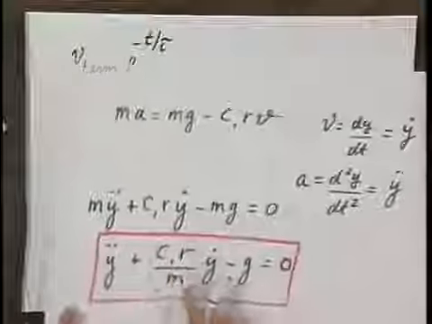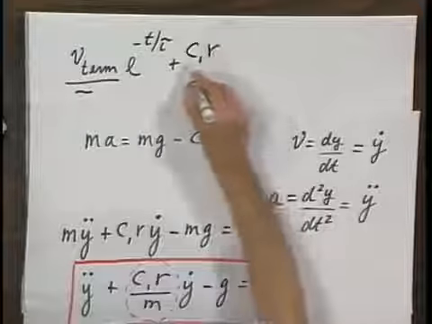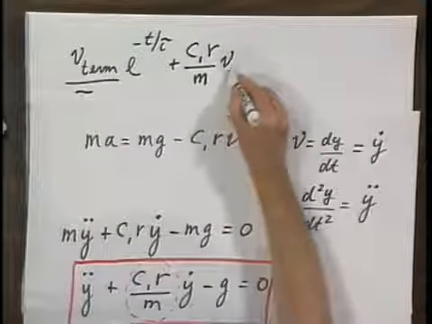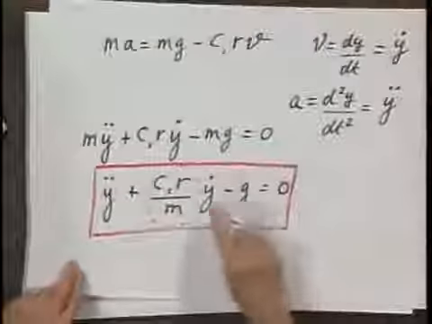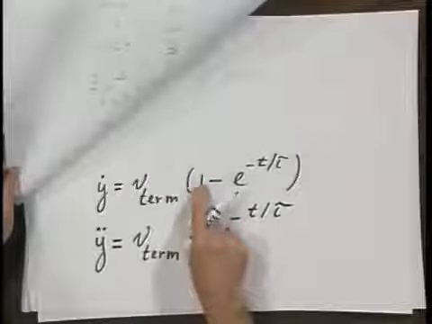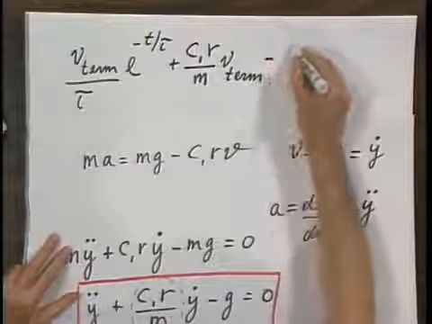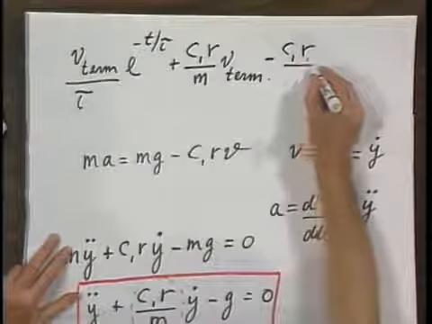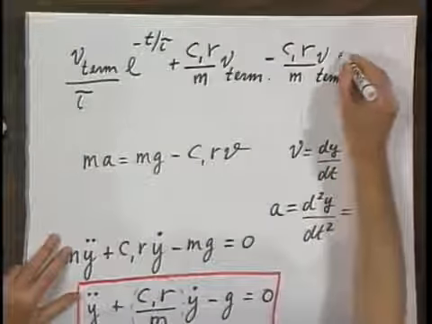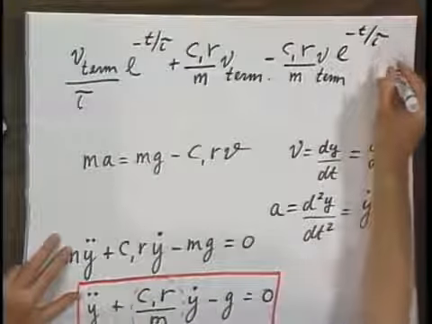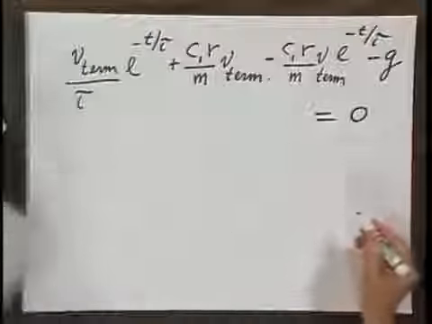Now comes the second term, plus C1 r divided by m times v terminal. Remember the y dot has this term and it has this term. So I have to also add minus C1 r divided by m times v terminal e to the minus t divided by tau minus g, and that whole thing equals 0.